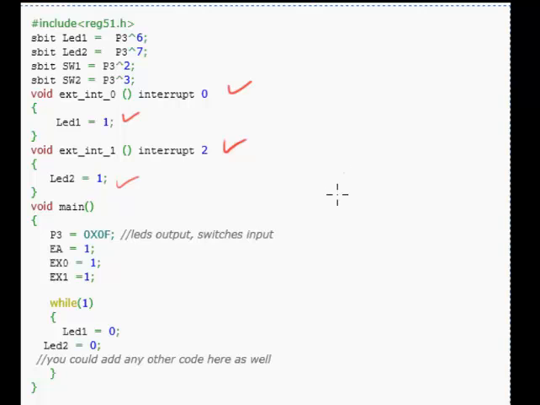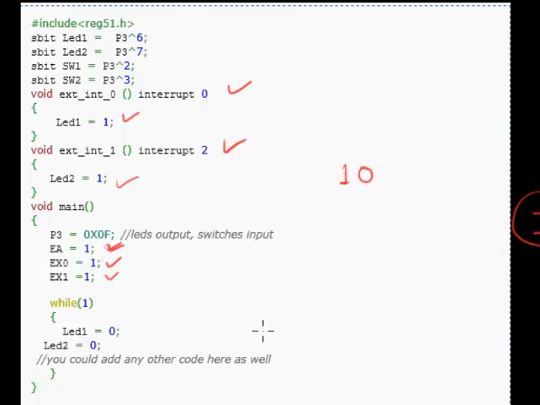Whenever you want to read switches, we make the pin 1, and whenever we want to make that pin an output, we make it 0. Then we turn on the global interrupts with the EA bit. In the previous example, we had configured the entire IE register in one go. In this case, we are setting individual bits, just to show you it can be done in two ways. We turned on the global interrupts, then we turn on external interrupt 0 and external interrupt 1.